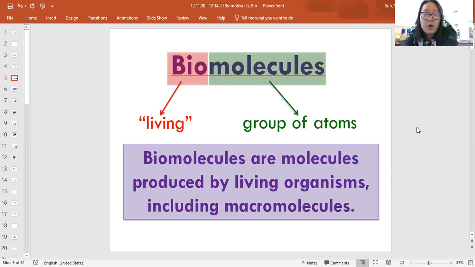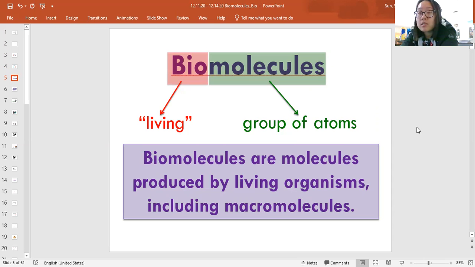So biomolecules are living, is from bio, and then molecules means group of atoms. So basically, when you combine the two, it doesn't mean that it's a living group of atoms, right? For example, you can't say that your bread is a living group of atoms, even though it is made of biomolecules. Instead, you would actually flip it and you say it's a group of atoms that are related to living, right? So biomolecules are molecules produced by living organisms, including macromolecules.